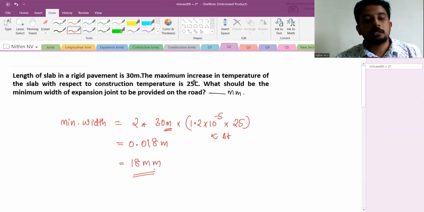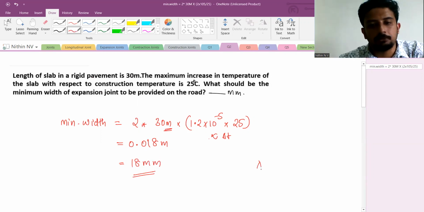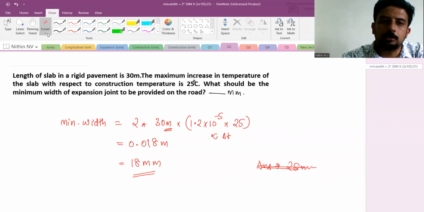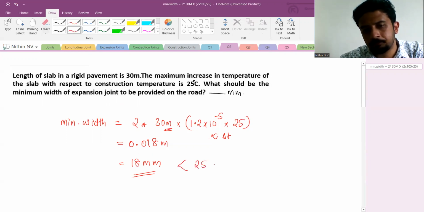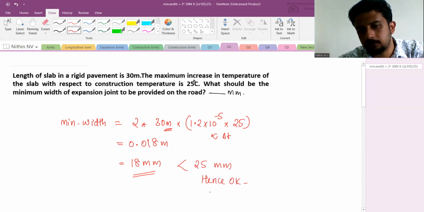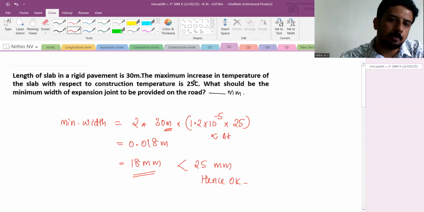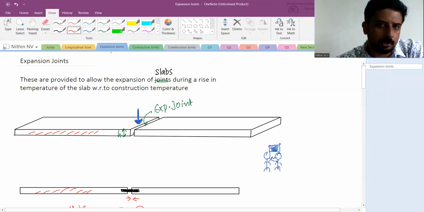That's it. Suppose the value exceeds 25, then what to do? Your final answer we need to put as 25 mm, because that can be the maximum width of the expansion joint. So here it's comfortably less than 25. We can just write less than 25 mm, hence okay. Otherwise, the answer will become 25 mm only. Understood, guys? That's it. So that's all about the expansion joint. I hope you got the point.